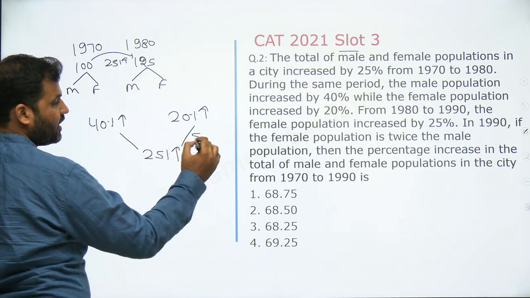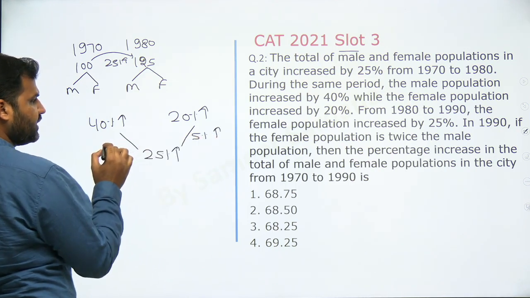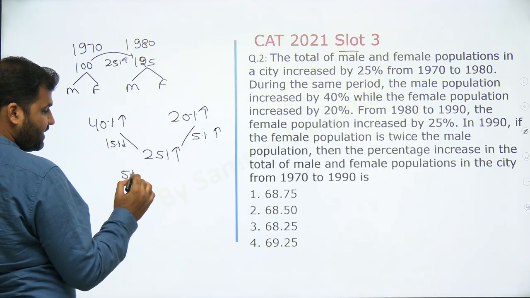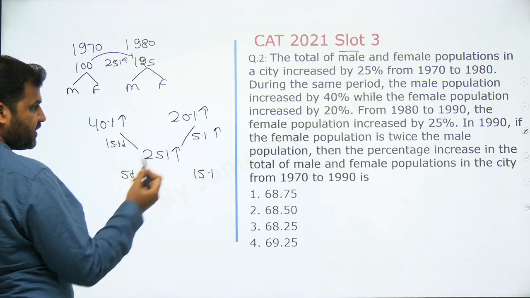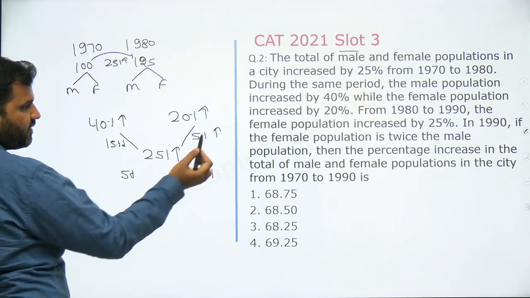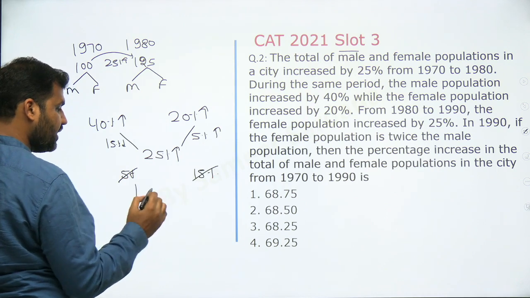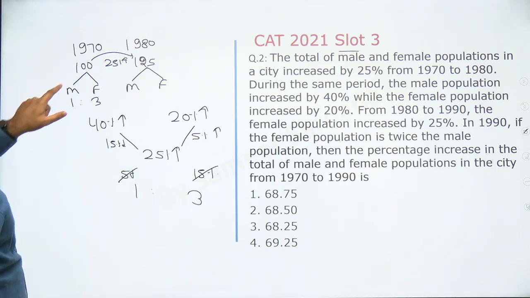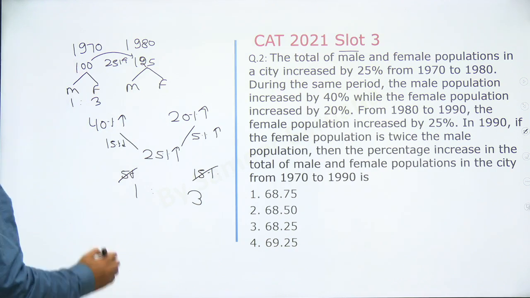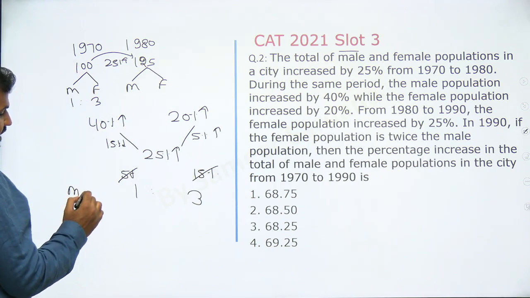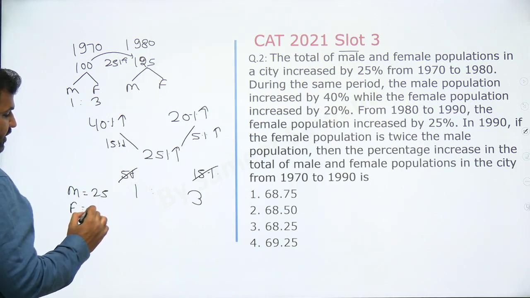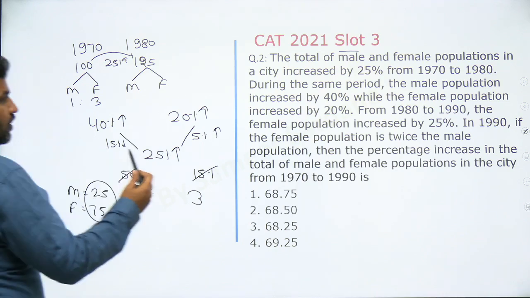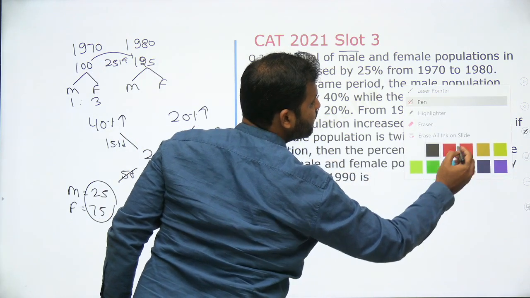Right? You see that the total increment is 5% here. Total decrement is 15%. So to balance, we need to take 15% and 5% here, 15 here. Why? Because the total of 75 will get balanced. That means the ratio of male and female population would be 1:3. So in this 100, male and female are in 1:3. So can I say that male will be equal to 25 and female will be equal to 75 in 1970. The males would be 25 and the females would be 75.